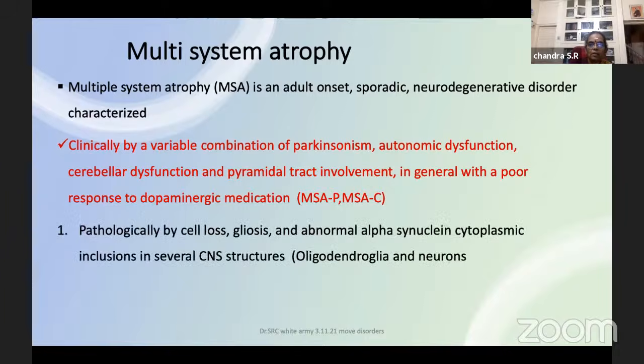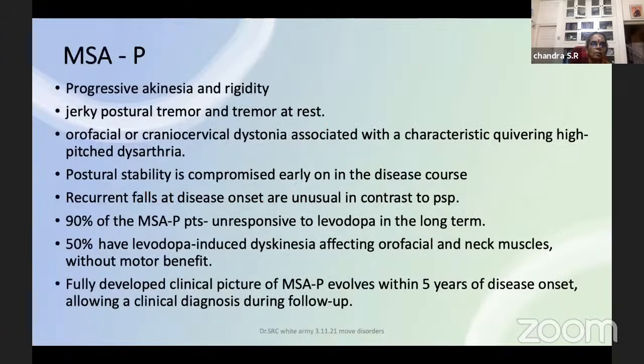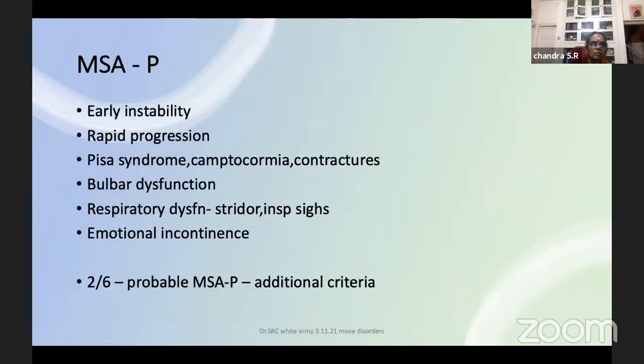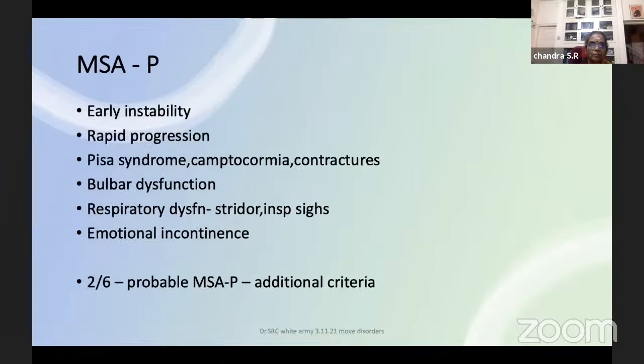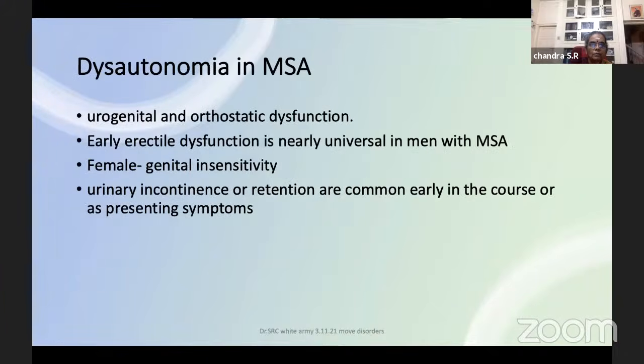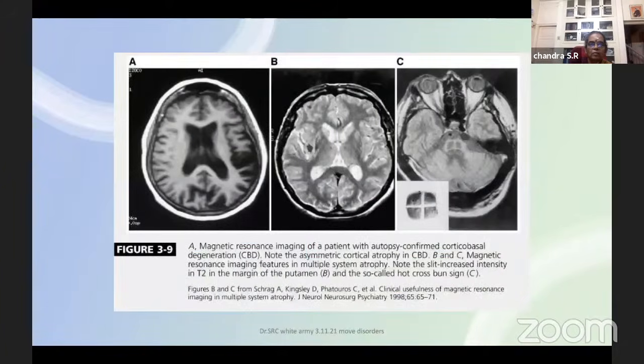So there is a synucleinopathy, as I said, and you have got cerebellar involvement, striatal involvement, and autonomic involvement. MSA-P is if it is dominated by Parkinsonian features, and you call it MSA-C if it is cerebellar features. In cerebellar features, you find the hot cross bun sign. In MSA-P, you find the striatal signal change in the radiology, and you get urinary bladder bowel symptoms dominating.